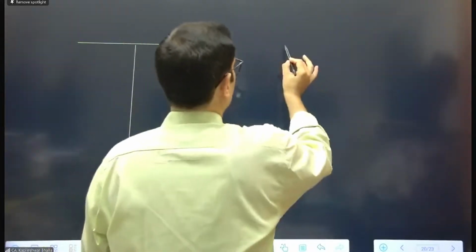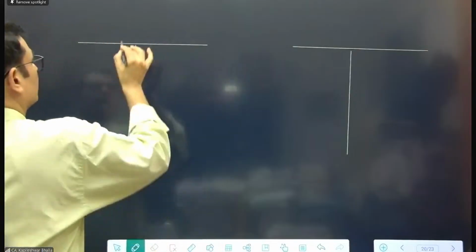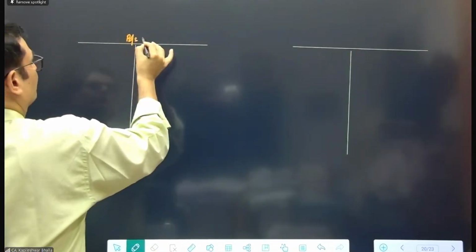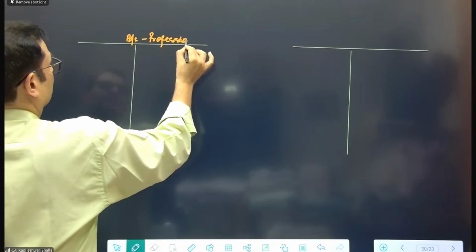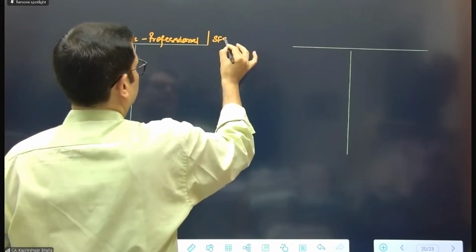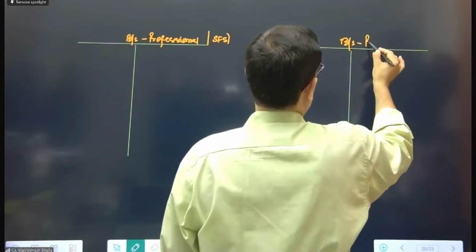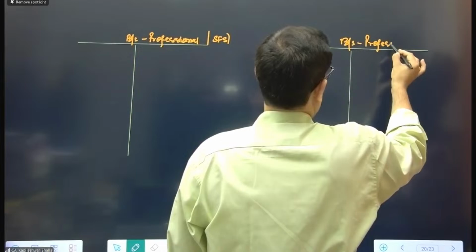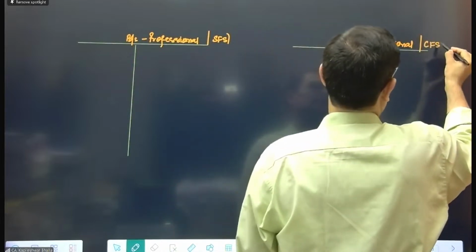I am just thinking. Imagine this is the T-shaped balance sheet. Let's say this is the balance sheet of Professional Limited. And this is the separate financial statements. And let's say this is the balance sheet of Professional Limited, which is supposed to be the consolidated financial statements.